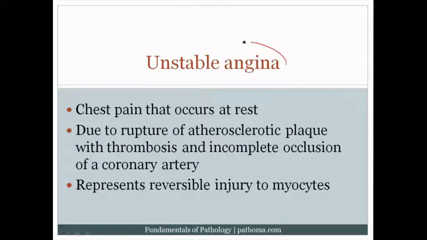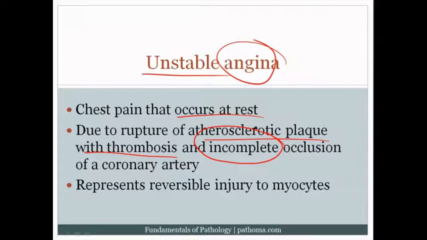Unstable angina is chest pain that's reversible, but it's unstable, i.e. it occurs at rest, and this is due to rupture of the atherosclerotic plaque with thrombosis, but an incomplete occlusion of a coronary artery, high yield, incomplete occlusion.